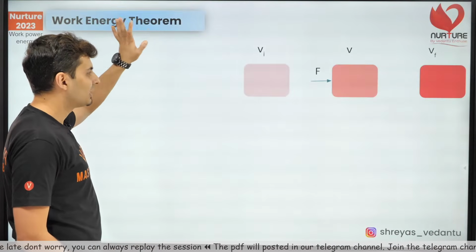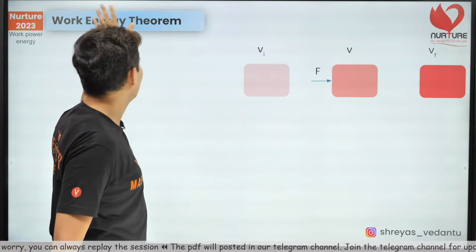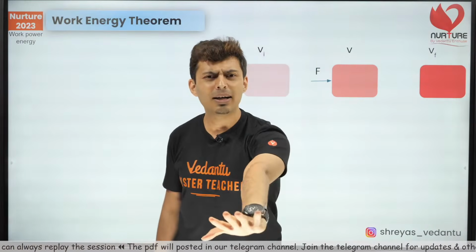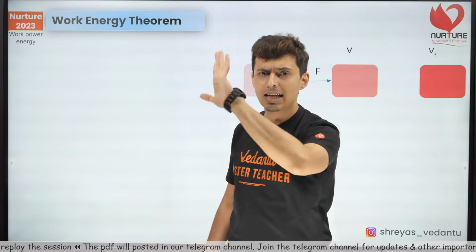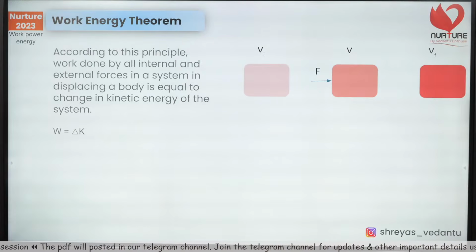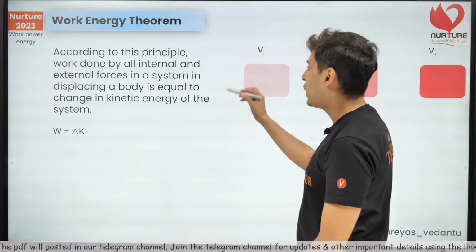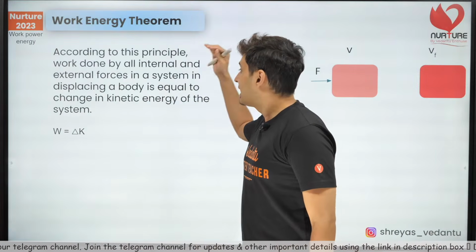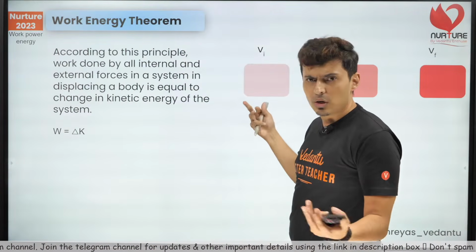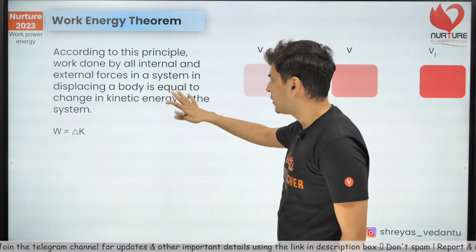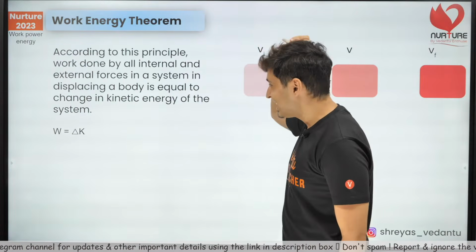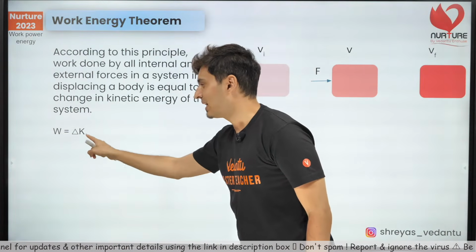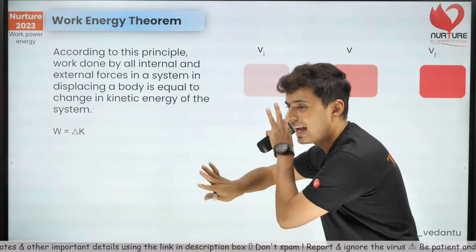Okay, so that's the whole idea about the work kinetic energy theorem. What is work? Transfer of kinetic energy. So that's the process. According to this principle, work done by all the forces, internal, external, everything, when a body is moving, not moving, doesn't matter, when displacing the body, it goes in changing the kinetic energy of the system. That's it. As simple as that.